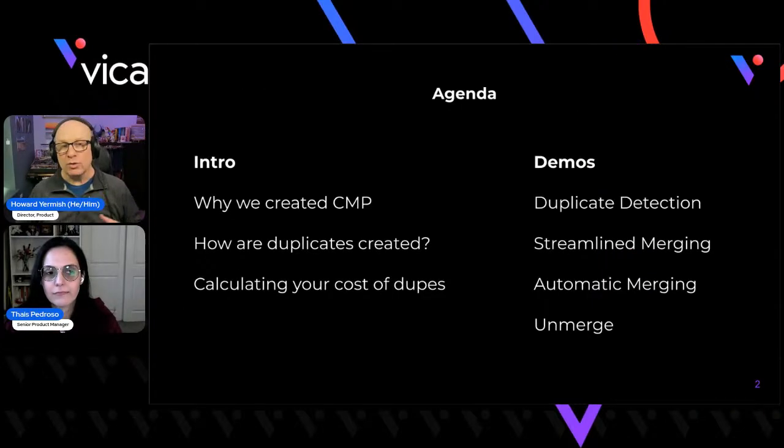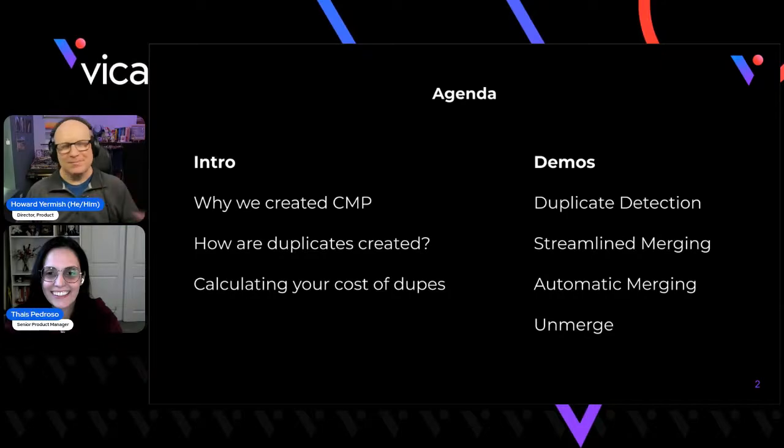We're going to go through a little bit of the why we created Case Merge Premium in the first place. We're going to talk about how duplicate cases get created in your org. We're going to go over some math. We're going to say, this is why duplicates cost you money. And then we're going to do some demonstrations. We'll show you some detection, how merging works. We'll even show you some Automerge, as well as the one more thing, a little unmerge action at the end.